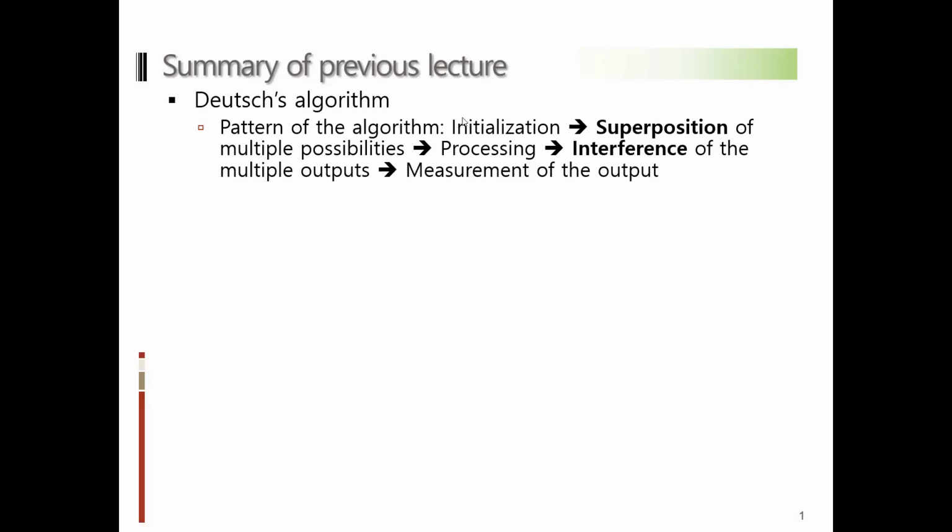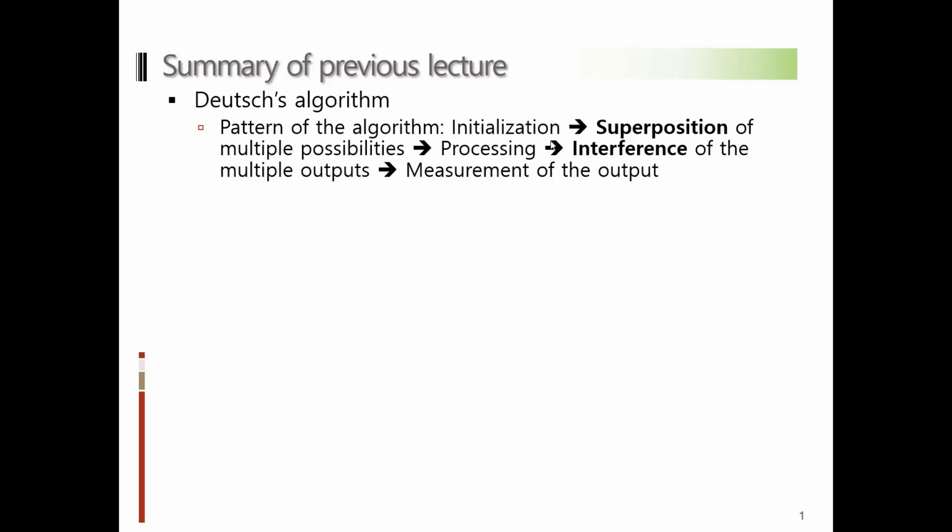Most quantum algorithms generally start with the initialization of the qubits. Then we try to create a superposition of all, or many, of the multiple possibilities. Then the processing part is similar to the classical counterpart. The challenge here is that we need to implement the equivalent circuit using quantum gates.